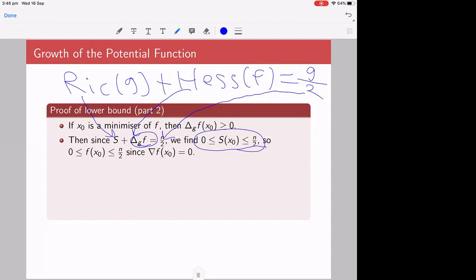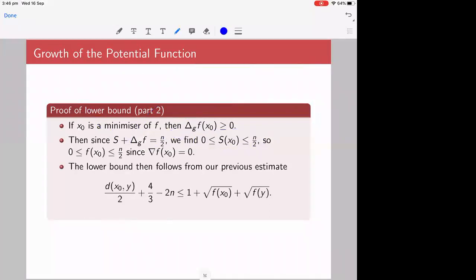We're at an absolute minimum, so the gradient has to be 0, which means that f of x naught has to be between 0 and n on 2. These bounds on the absolute minimum are very, very handy, because what we'll do now is pull back our original estimate. Remember, this is true for all x naught and y, but we've now fixed x naught to be our absolute minimum. Fixed x naught, we're now going to look at what happens when we vary y.